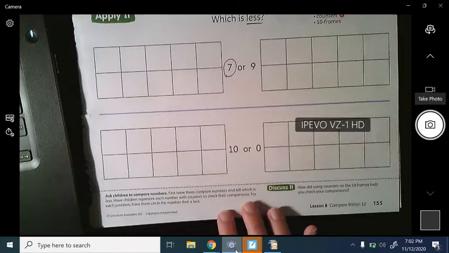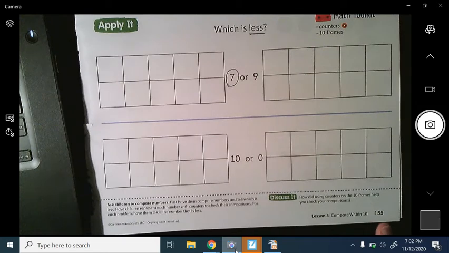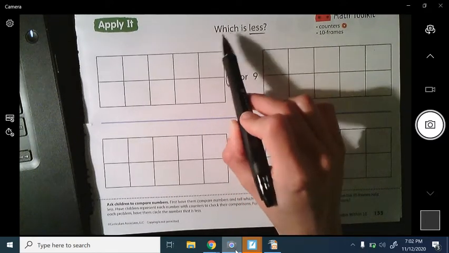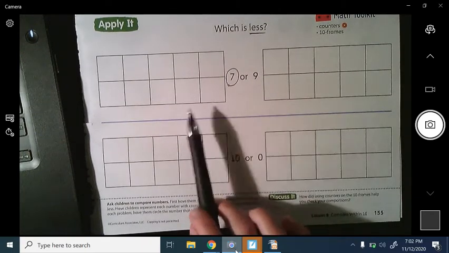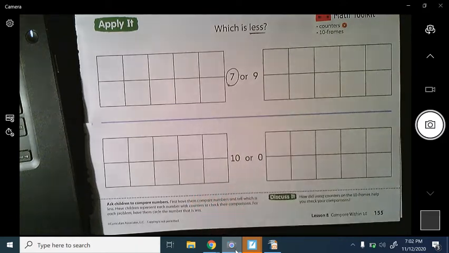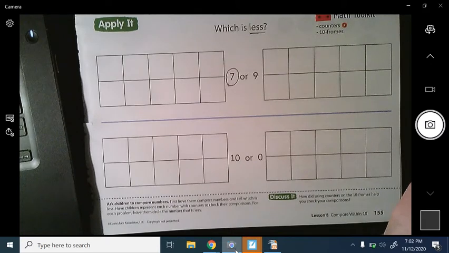All right, boys and girls, we're going to be working out of our workbook page now. So this is workbook page 155. And this page is asking us to circle the number that is less. It says, which is less? Remember, boys and girls, when we are trying to figure out which is less, that means we're trying to find the smaller number or the smaller group.